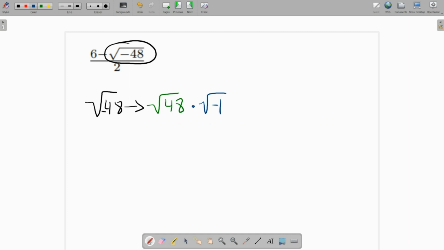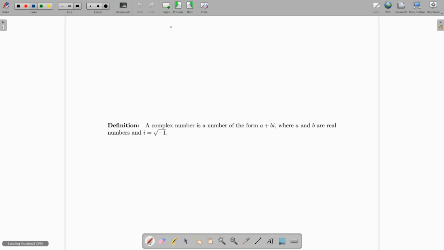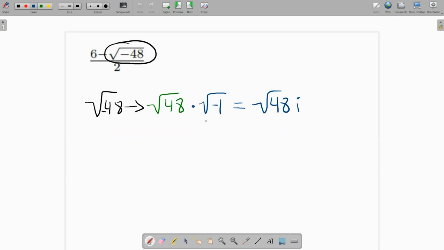Am I correct? Yes. So what do we do with this? Well, we can rewrite this as the square root of 48 times i. And why is that, you ask? Because in the previous definition that we went over, it said that i is equal to the square root of -1. So that's why we can rewrite the square root of -48 as the square root of 48 times i.